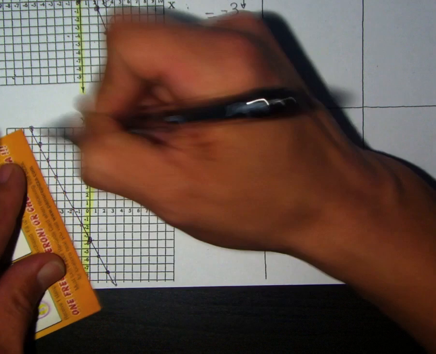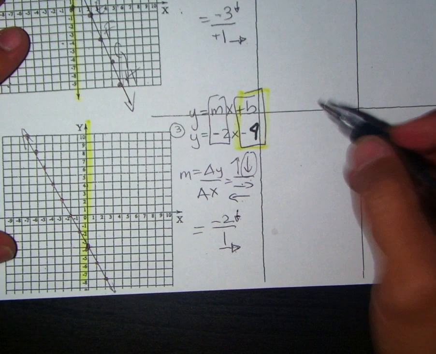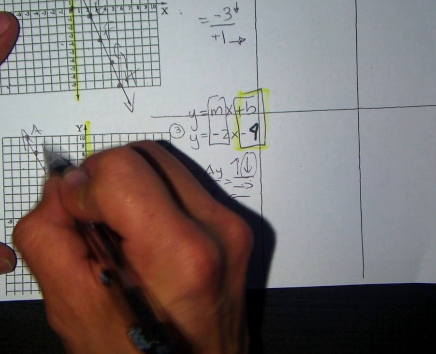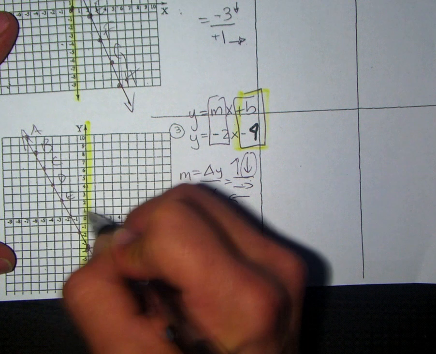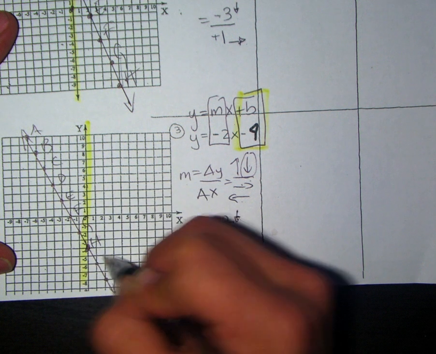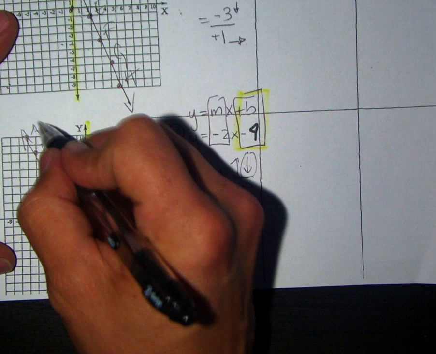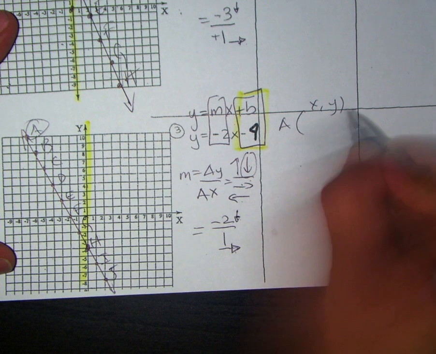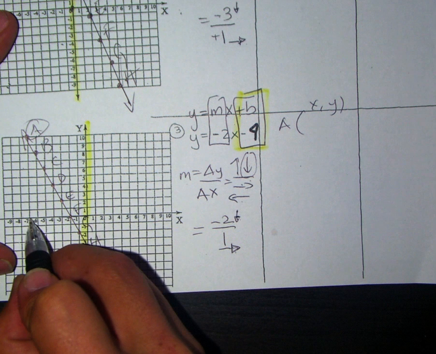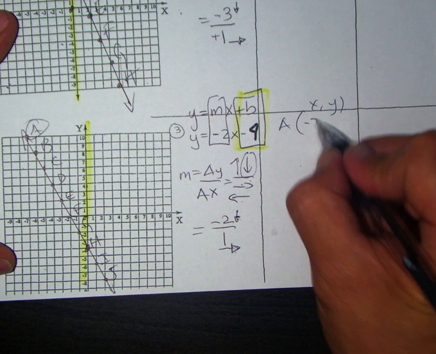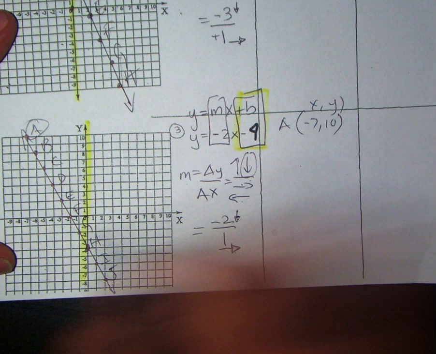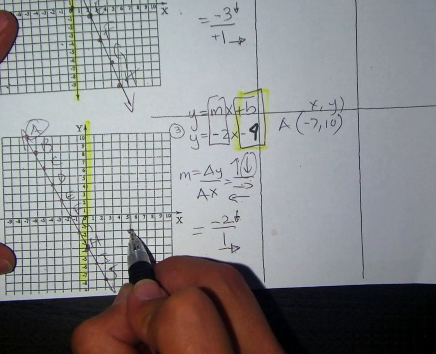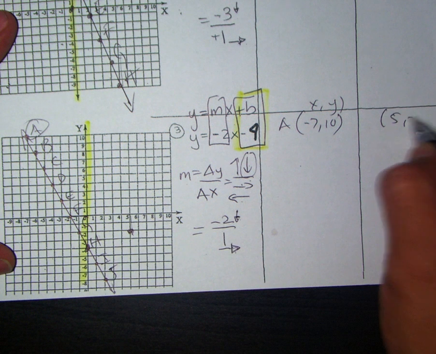And again, pick your solutions. It's got to balance. Pick one. I'll pick, let me see, A, B, C, D, E, F, G, H, I, J. I'll pick A. A is what? X is negative 7, comma 10. And then I'll pick right here. 5, comma negative 2. That should be no solution.